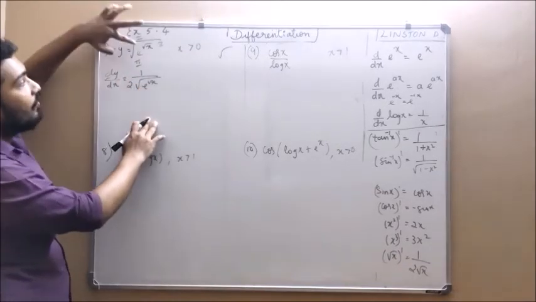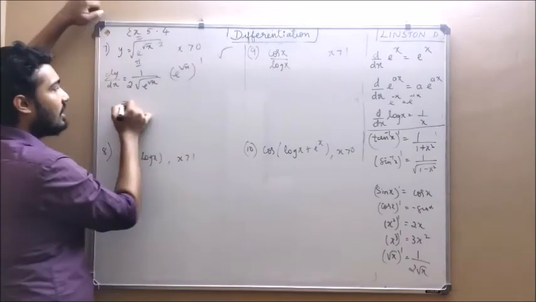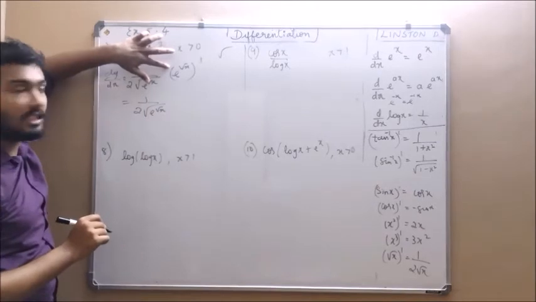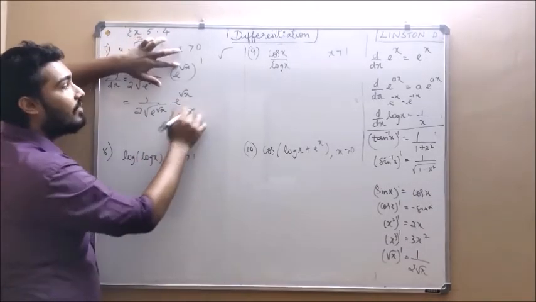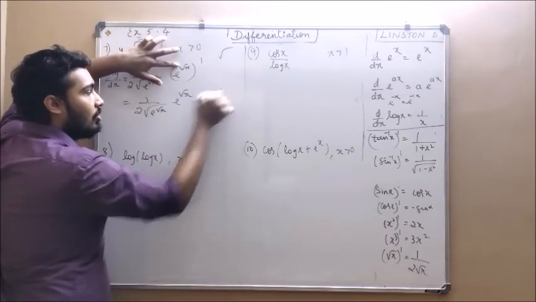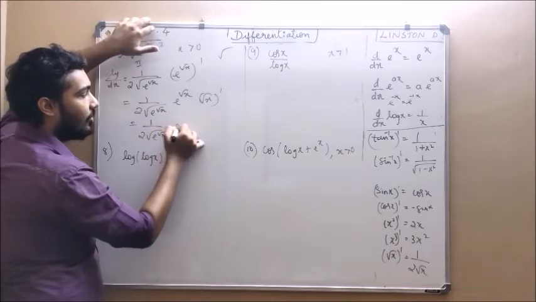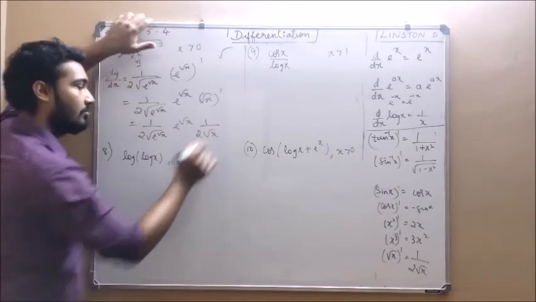Next we have to differentiate e power root x. So this is 1 by 2 root e power root x. Differentiation of e power x is e power x only. So it is e power root x. Next we have to differentiate root x. So it is 1 by 2 root e power root x into e power root x. Differentiation of root x is 1 by 2 root x.